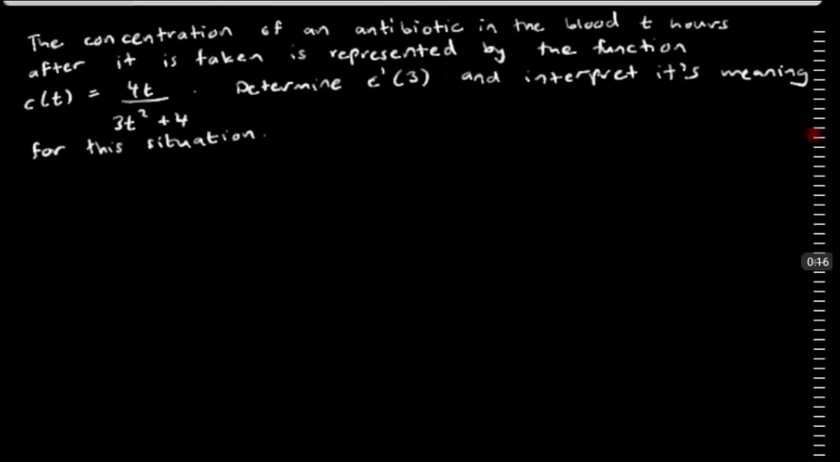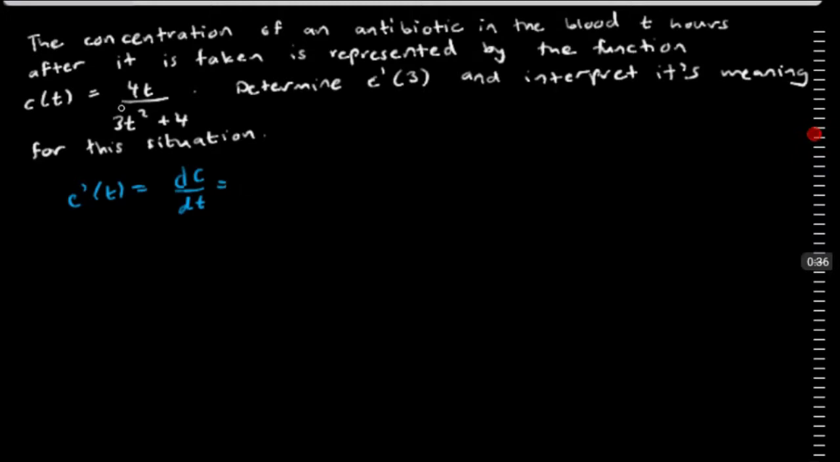Okay, so basically what's happening here is that you have this antibiotic in the bloodstream. Over time it's deteriorating. We want to figure out what C prime of t is. So first we need to find the instantaneous rate of change, which is the derivative. So C prime of t is basically dC over dt, right?